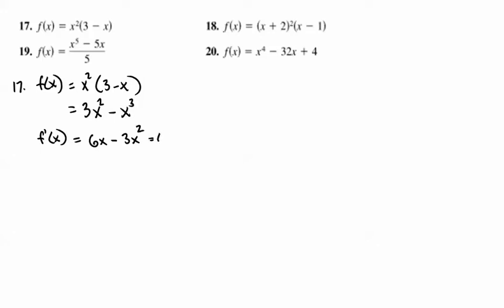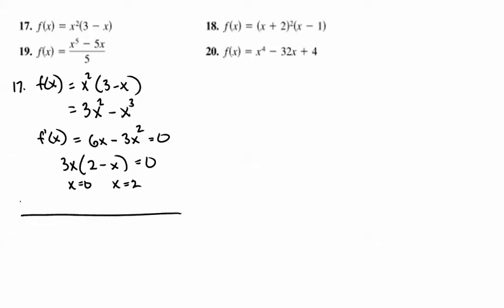We want to set that equal to 0, and that'll happen. We'll factor out a 3x times 2 minus x equals 0. So we get x is equal to 0 and x is equal to 2. So we're going to make our number line, put our critical numbers of 0 and 2. We're going to find some test values, negative 1, 1, and 3.